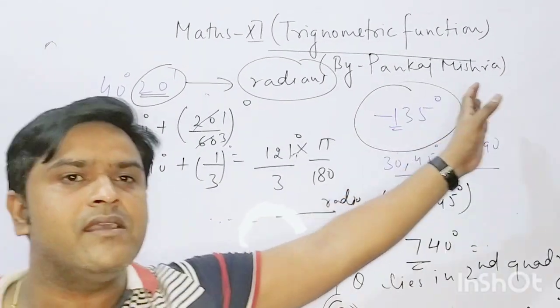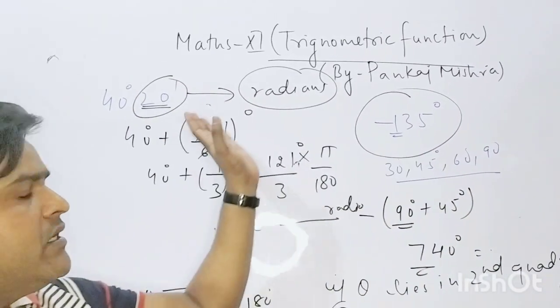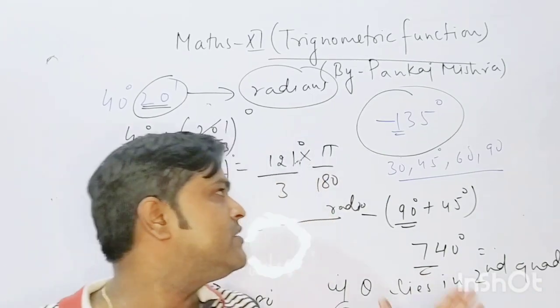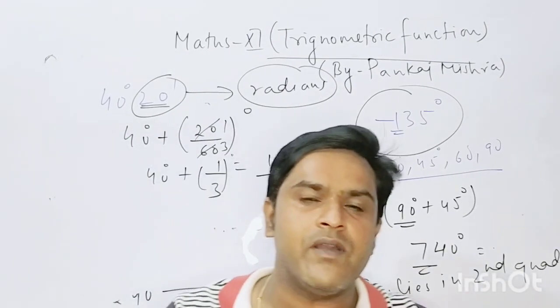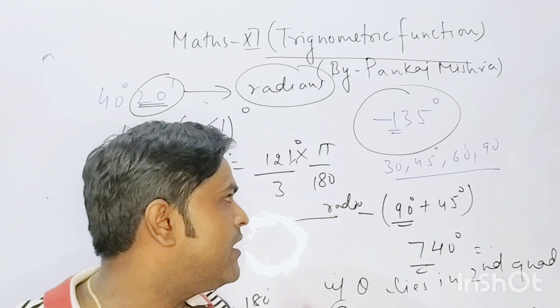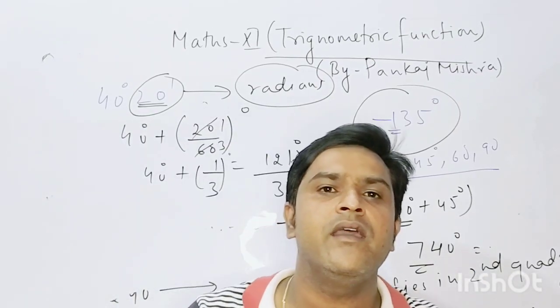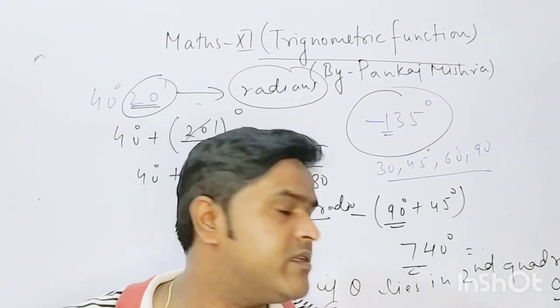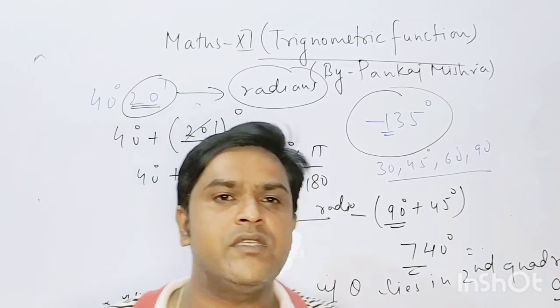So we have covered how to locate the angles, and how to convert degree into radians and radian into degree. Student, this is the basic part that we have completed today, and in the upcoming videos we will be discussing the other parts, like trigonometric solutions, and then equations, and other things which are to be covered.